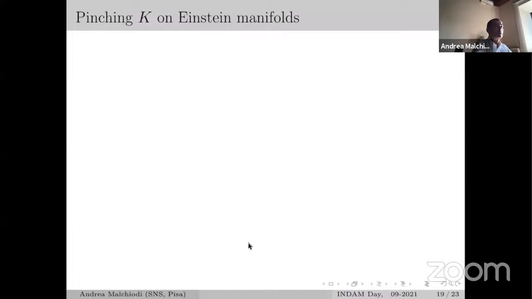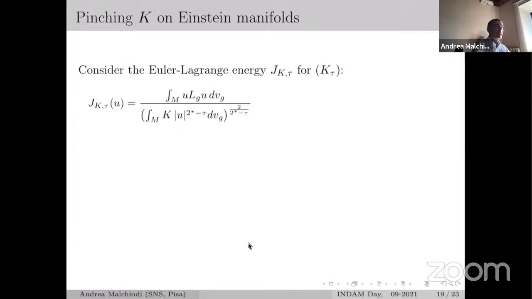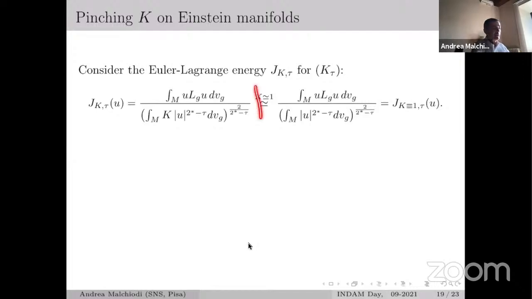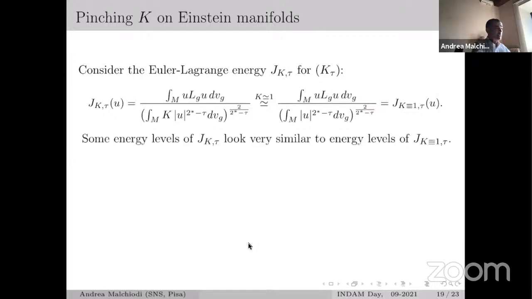Let me try to explain why we use this Einstein condition. First of all, I display the Euler-Lagrange energy for the modified problem, when we insert the little parameter tau. It's an energy functional similar to the one before. We're assuming a pinching condition, so let me assume the function k is very close to the constant 1. This functional becomes similar to the functional where you replace the function k by the constant 1. Roughly, many of the energy levels of your original functional look similar to energy levels of the functional when k is identically equal to 1.